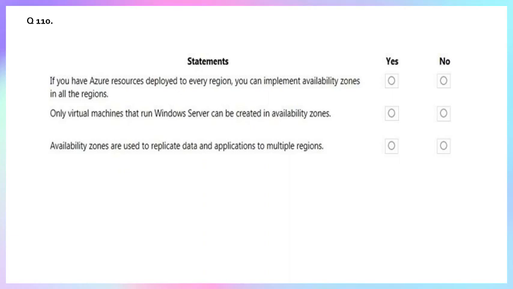Statement 2, only virtual machines that run Windows Server can be created in an availability zone. No, availability zones support any OS, including Linux-based VMs, not just Windows Server. Statement 3. Availability zones are used to replicate data and applications to multiple regions. No. Availability zones are within a single Azure region, not across multiple regions. For multiple-region replication, Azure uses geo-redundant storage. So statements 1, 2, and 3, all three statements are false.